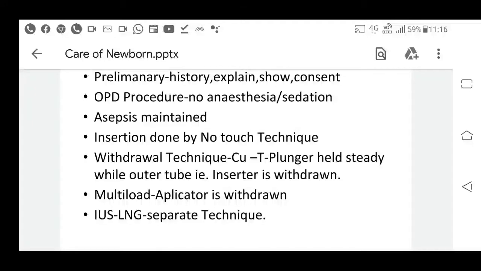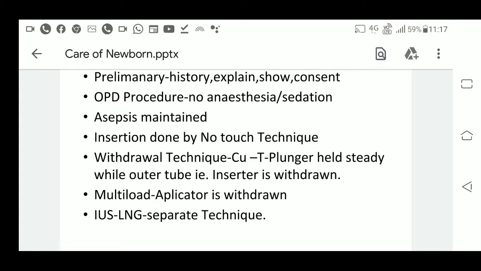Before the insertion of IUCD, we have to take a history, especially of menorrhagia or polymenorrhagia or frequent cycles, or a history of dysmenorrhea. All these, whichever is a contraindication, we should take. Also, it's very important to note down the last menstrual period in interval insertion, because we don't want to do it after 10 days of LMP.